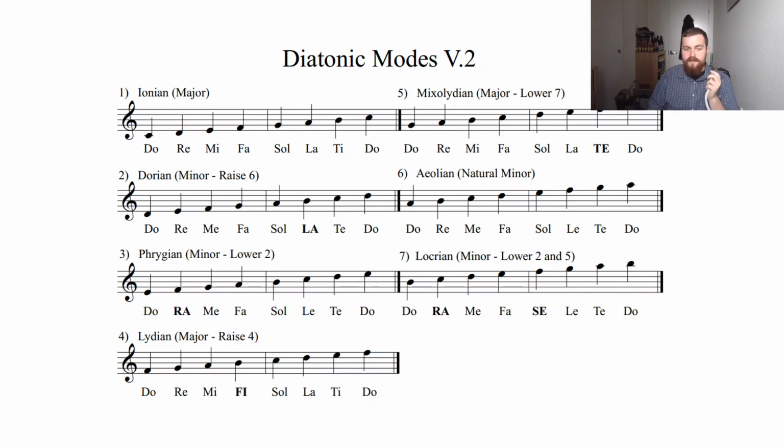Okay, Lydian, here's F. Ready? 1, 2, half note. Okay, Mixolydian. Okay, so this is where we started. We're now here. Okay, 1, 2, ready.